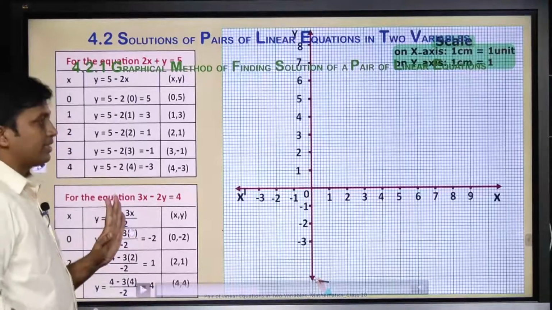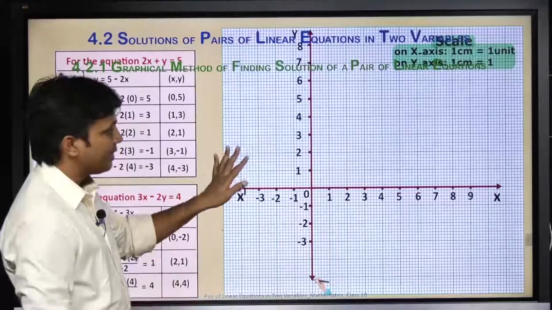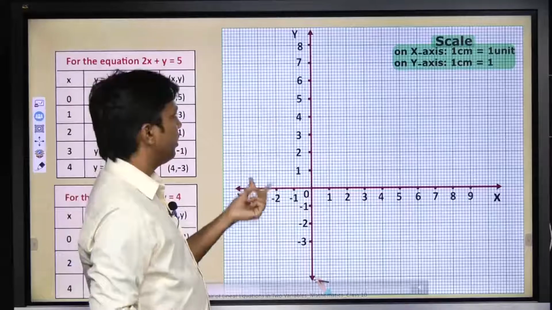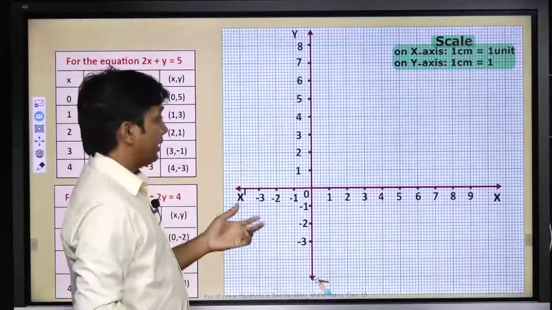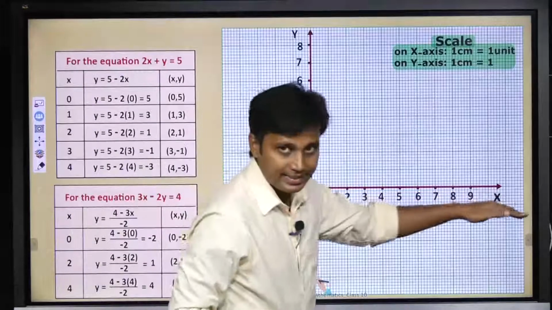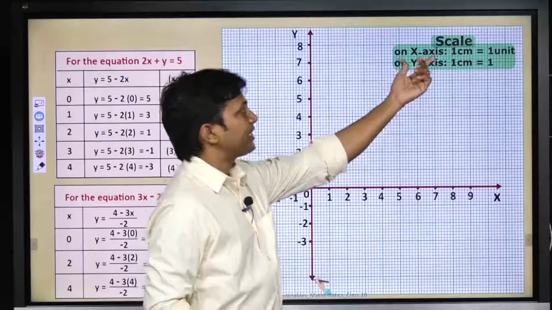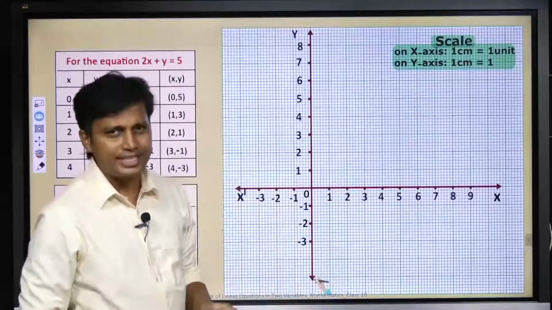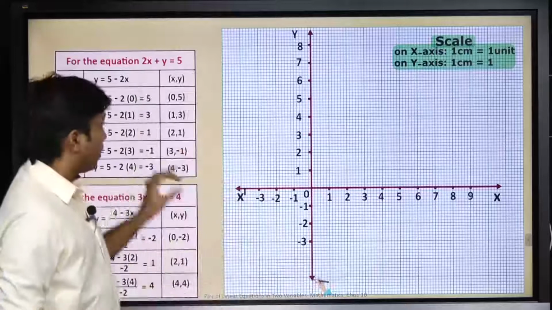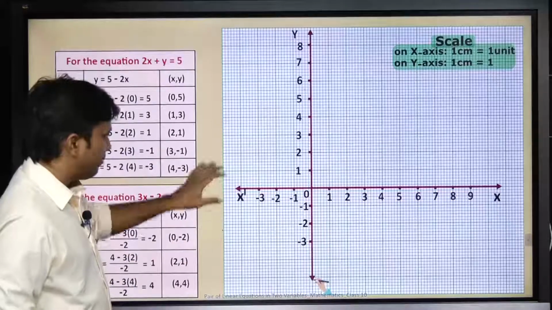Just see here, this is the coordinate plane, this is actually the graph. These small squares are there, each one square is 10 millimeters, that is 1 centimeter. These two are called the coordinate axes. The horizontal one is called the x axis and the vertical one is called the y axis, and scales are also given here. Anyway, we don't need to consider the scales, because we take 1 centimeter equal to 1 unit along both x and y. Now the ordered pairs obtained here, we need to plot for each of the equations. After plotting them, what do we get? Just see.